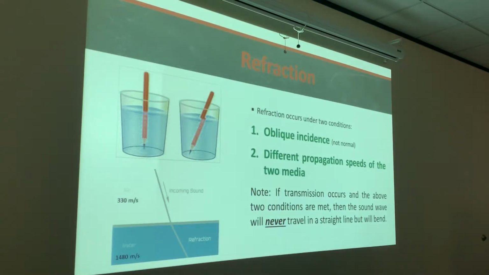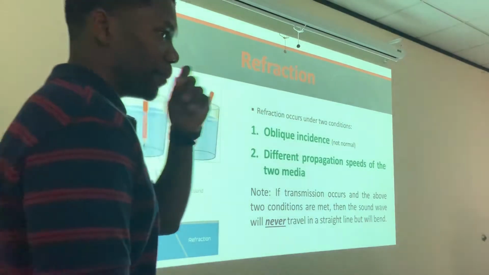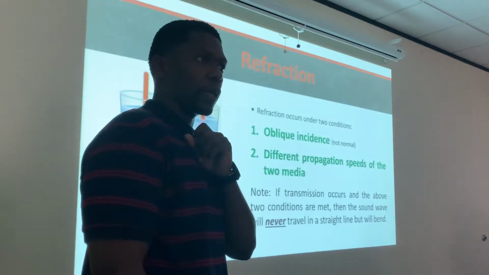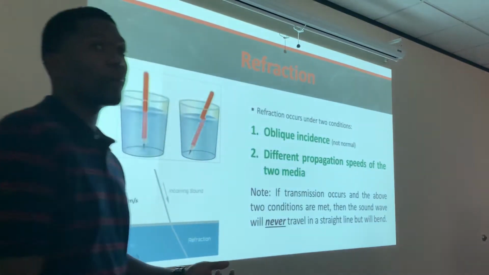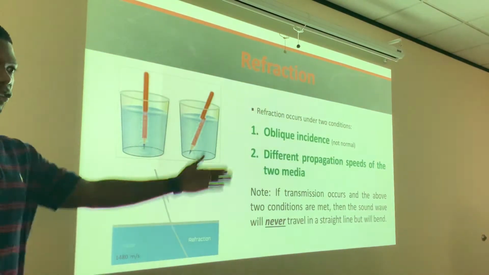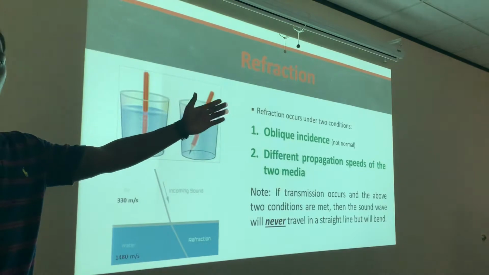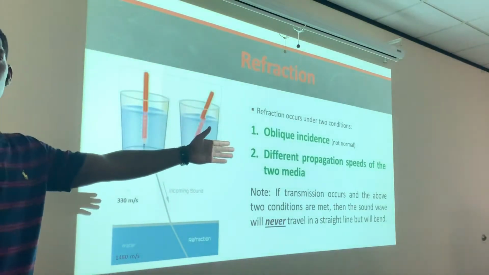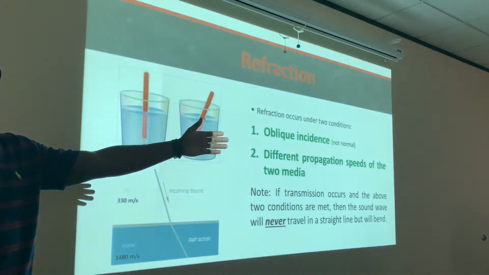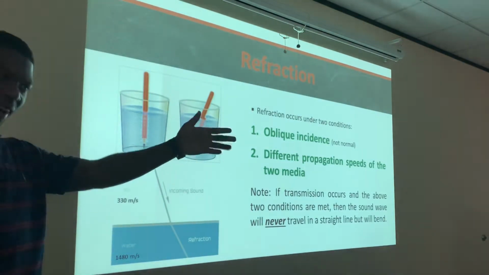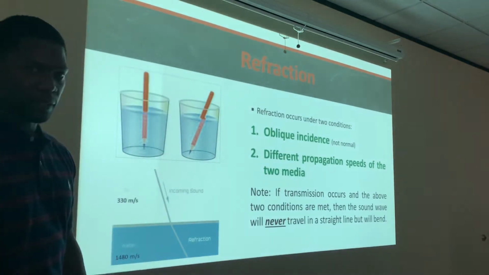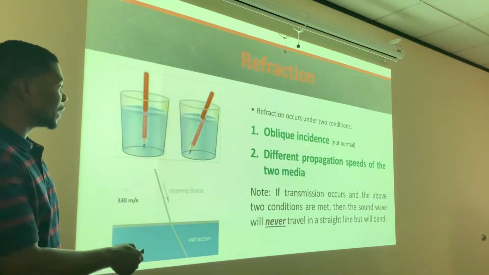Refraction occurs under two conditions, guys. It must meet two conditions for the beam to refract. Number one, oblique incidence. Beams are not going to refract with normal incidence. If it hits a structure perfectly perpendicular, at a right angle, then we're not going to get refraction. Refraction only occurs with oblique incidence.